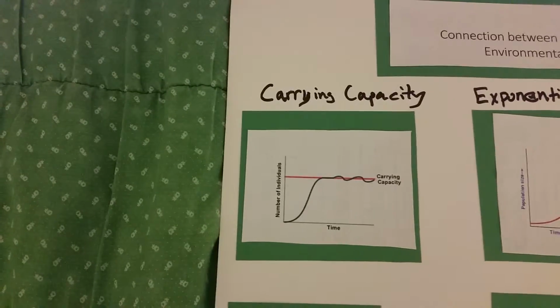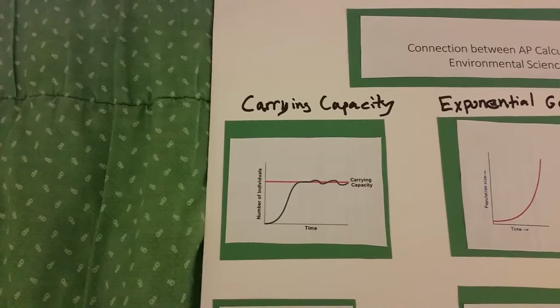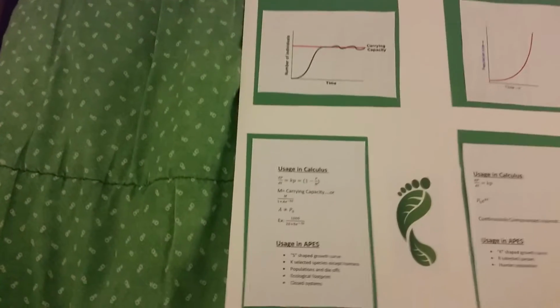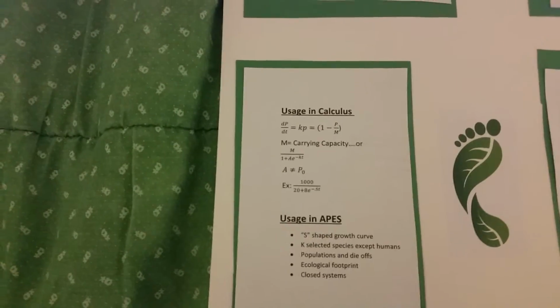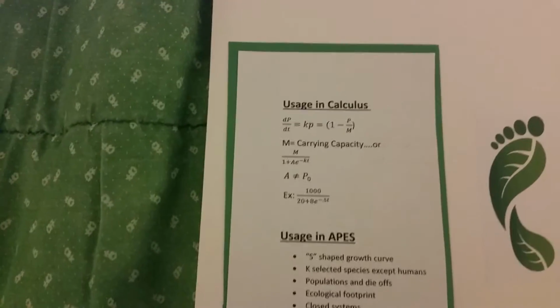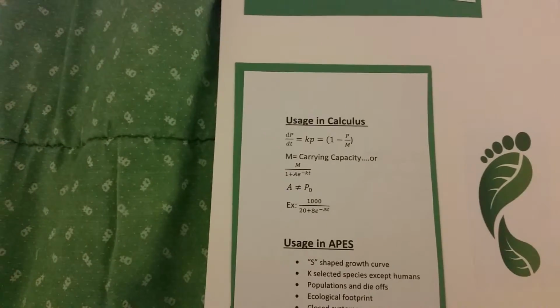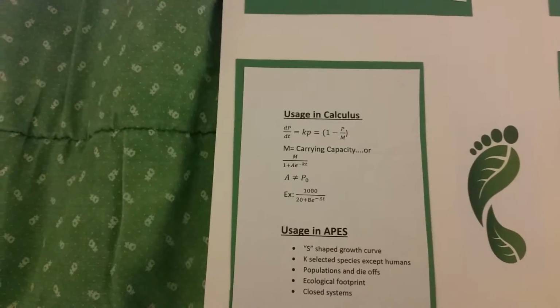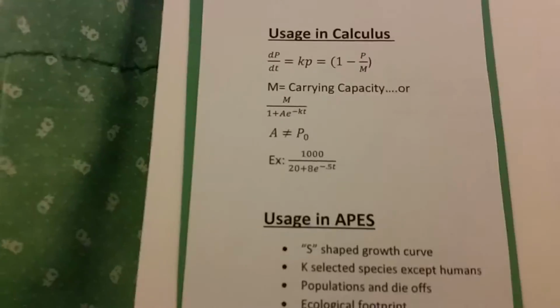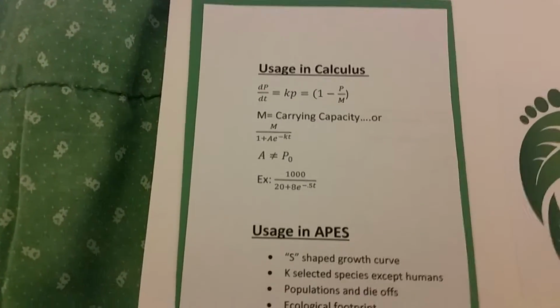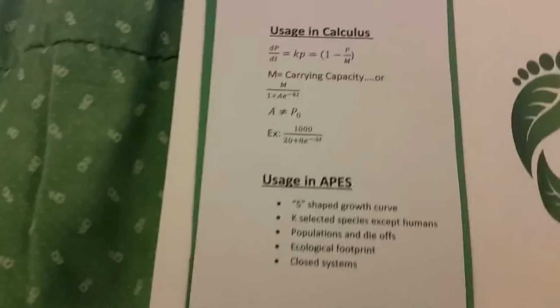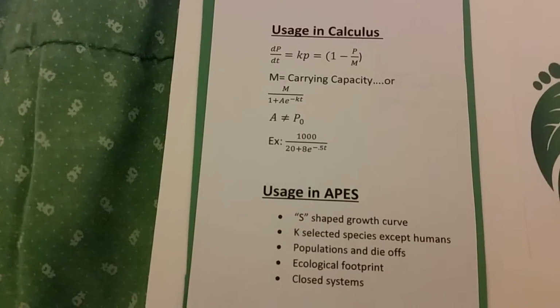dies off again. So this is a calculus concept because we can use differential equations to solve for the carrying capacity, and it is modeled by dP/dt = kP(1 - P/M), with M being the carrying capacity. Or you can look at the equation M / (1 + A e^(-kt)), where A is not equal to P. An example would be 1000 / (20 + A e^(-0.5t)). So using the carrying capacity, you can find different things and such.